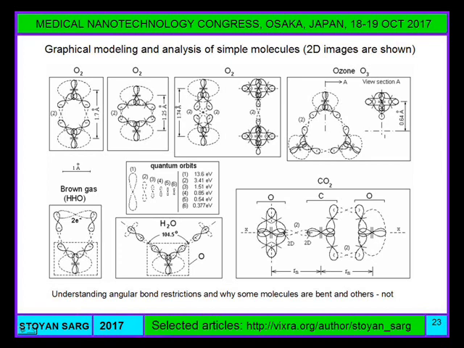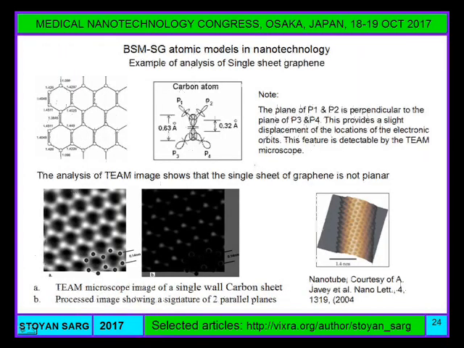BSM-SG atomic models can be successfully used for analysis of nanostructures. The four valencies of the carbon atom are defined by the two pairs of deuterons embedded in the carbon nucleus, positioned in two orthogonal planes. The analysis of electron microscopy of a graphene single sheet confirms this feature of the carbon atom.